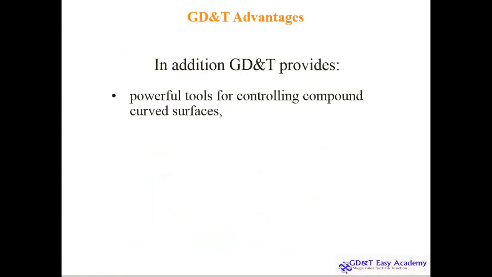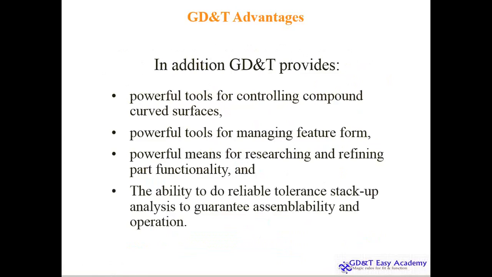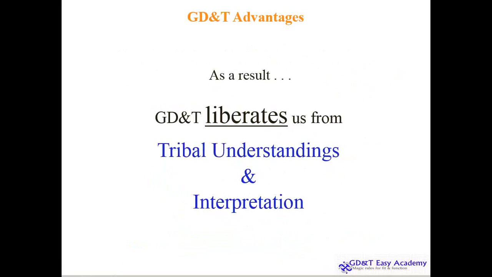In addition, GD&T also provides powerful tools for controlling compound curved surfaces, powerful tools for managing feature forms, which I have not discussed during this process, and powerful means for researching and refining the part functionality. You can research and refine the part functionality wherever you have a problem, and you can guarantee function and fitment. And also the ability to reliably do the tolerance stack up and guarantee assembly operation and function. As a result, GD&T liberates us from tribal understanding and interpretation.